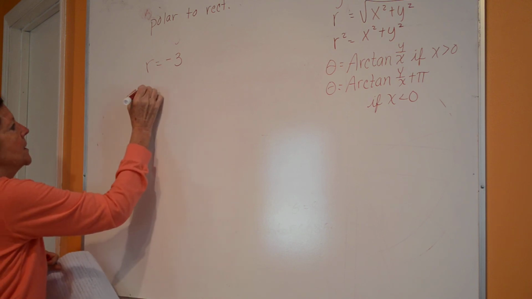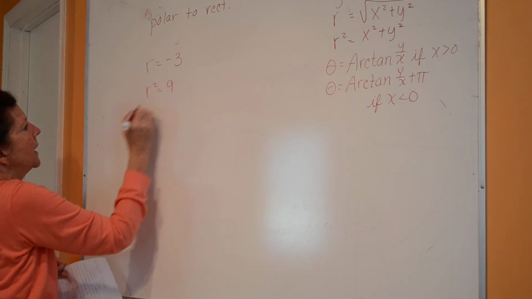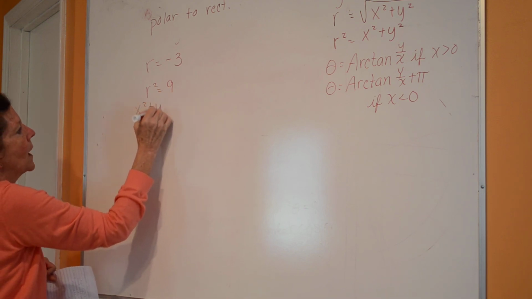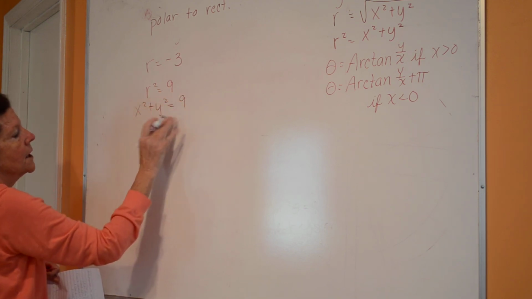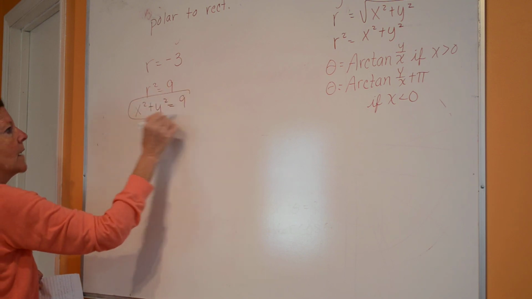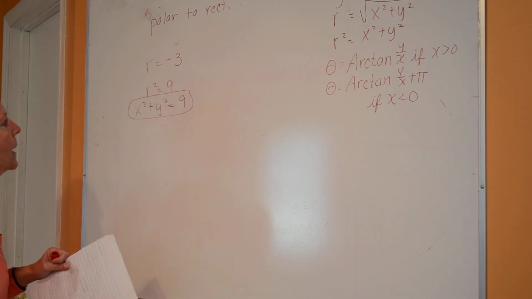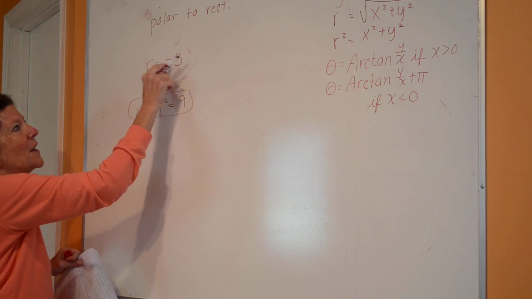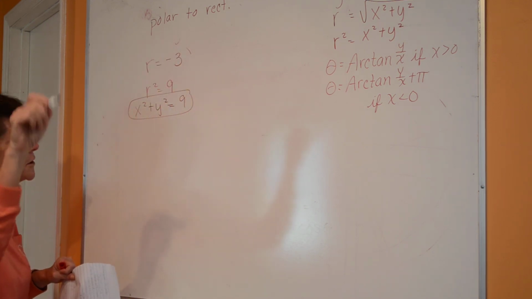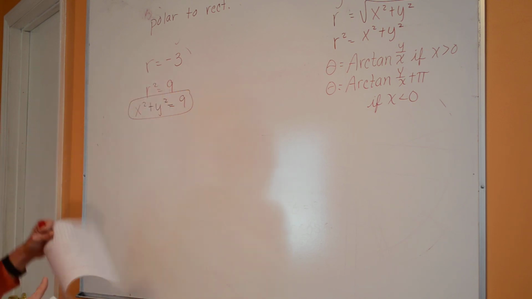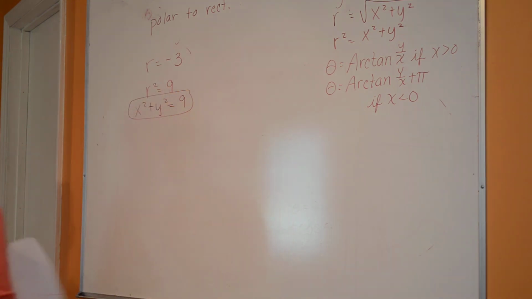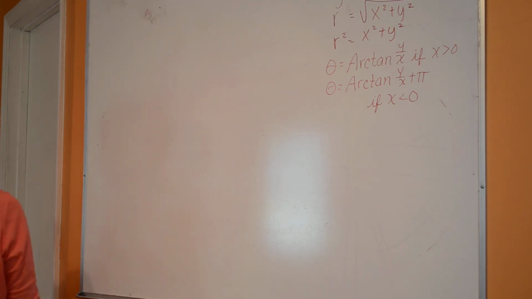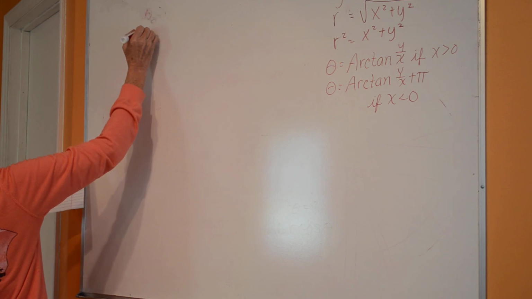I'm going to square both sides, so I get r squared is equal to 9. r squared is the same as x squared plus y squared equals 9. This graphs a circle with a radius of 3, but this one also graphs a circle that goes out to 3. So you can see how those two graph the same thing. All right, now do the other way around, from rectangular to polar. Try this.